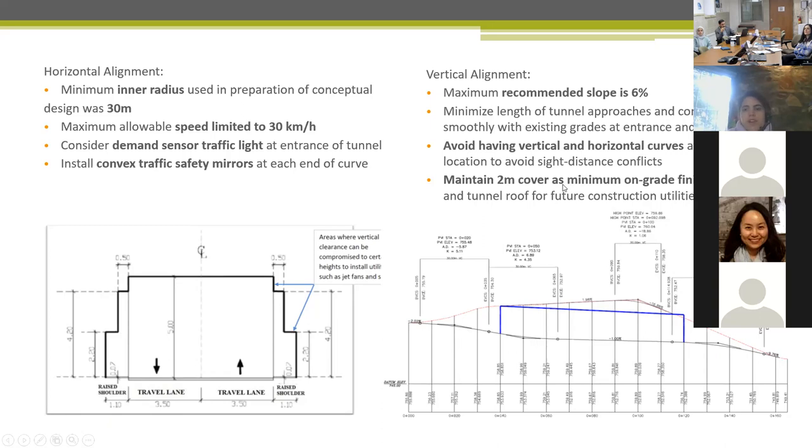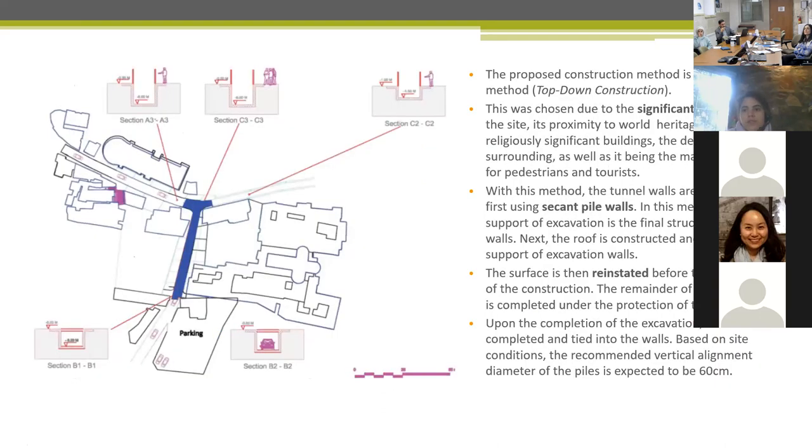The proposed construction method is the top-down construction method, the braced cut method, and it was chosen due to the significant location of the site, its proximity to World Heritage and religiously significant buildings, the density of the surroundings, as well as it being the main target area for pedestrians and tourists. With this method, the tunnel walls are constructed first using secant pile walls. In this method, the support of excavation is the final structural tunnel walls. Next, the roof is constructed and tied into the support of excavation walls.